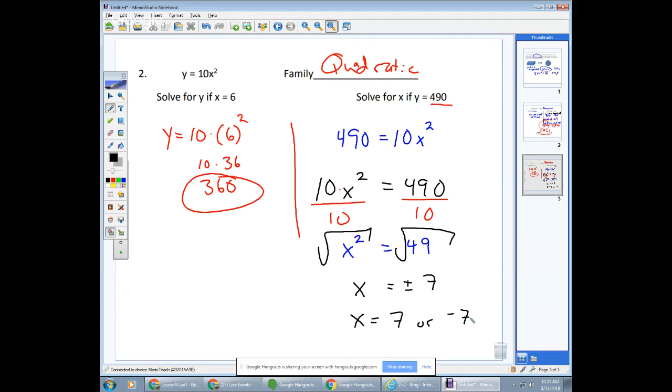Should work. And we can see if we plug back in. If you square 7, you get 49. Multiply by 10, you get 490. If you square a negative number, you still get a positive 49. So either of those look pretty good by inspection. So I'm pretty happy with that. All right, linear.